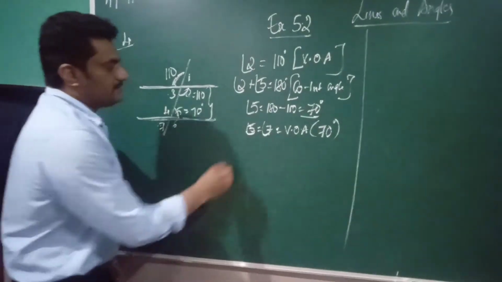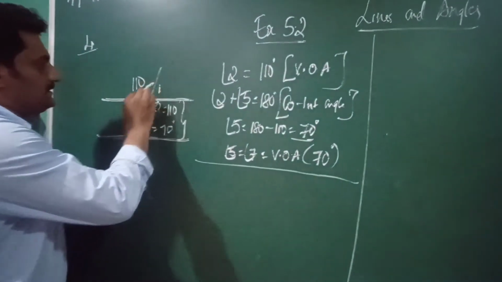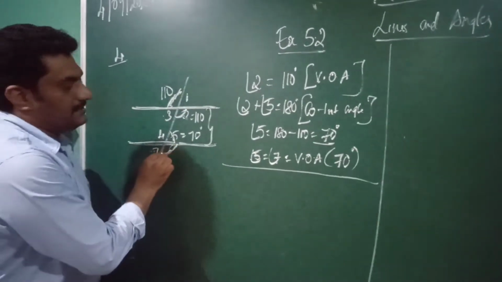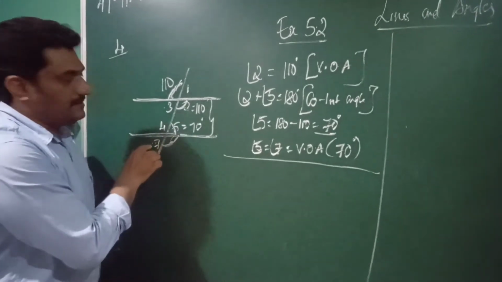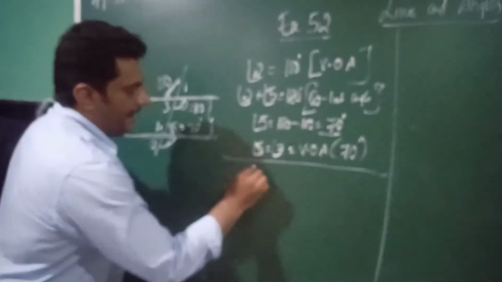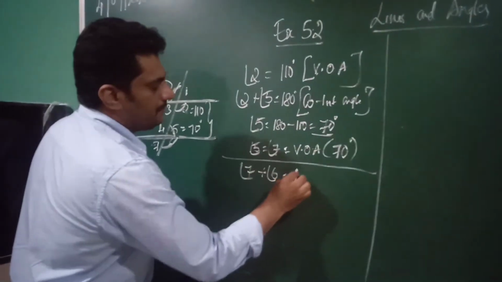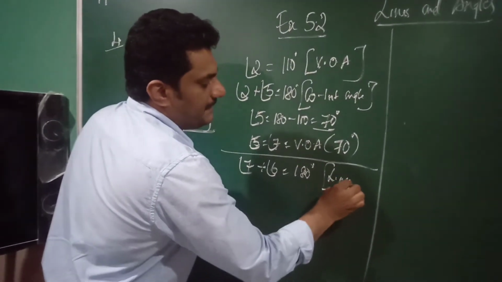Now which are the alternate angles here? Alternate or corresponding? For this, this is the alternate exterior angle. Now I know angle 7 is 70 degrees. Angle 7 plus angle 6 should be 180 degrees. Why? Because they are linear pairs.